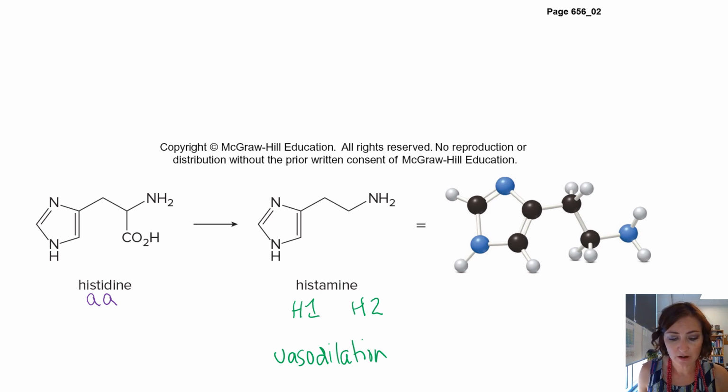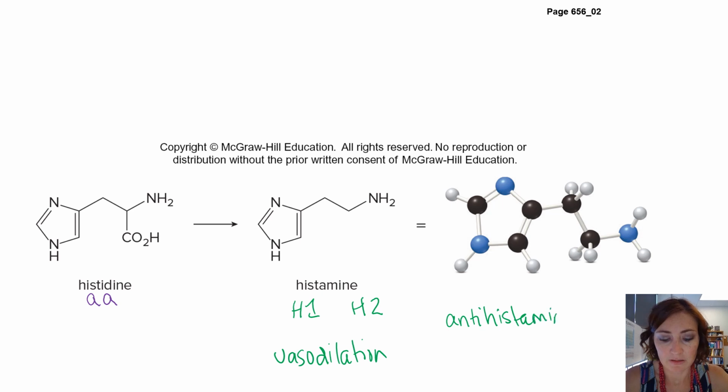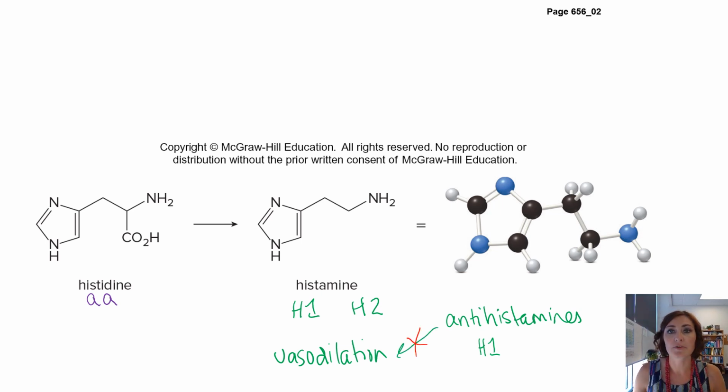All right, so let's talk about antihistamines. Antihistamines are going to bind to your H1 receptor. And when I'm talking about antihistamines, I'm thinking of like Benadryl. That is going to inhibit vasodilation. So it prevents the vasodilation from happening, and is going to help prevent that allergic response that you're getting.